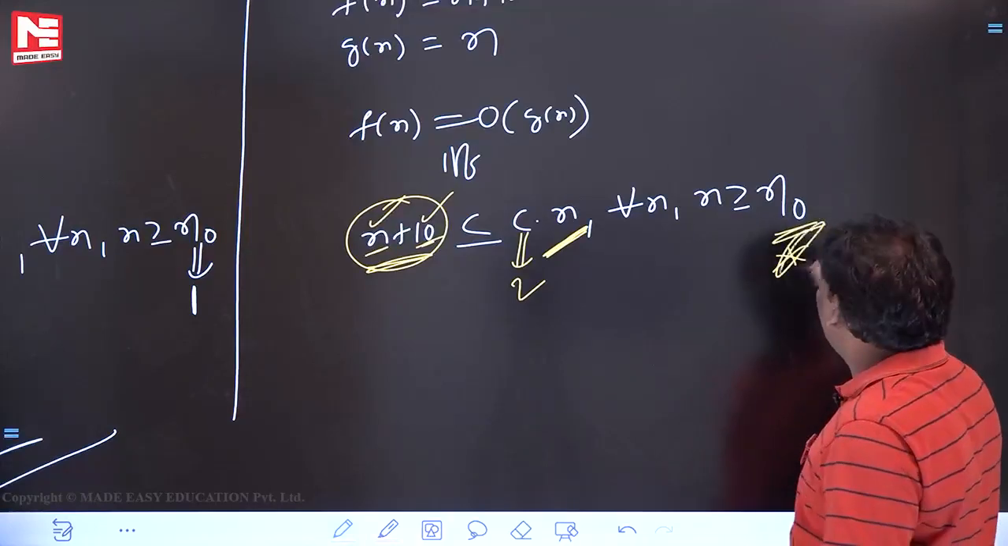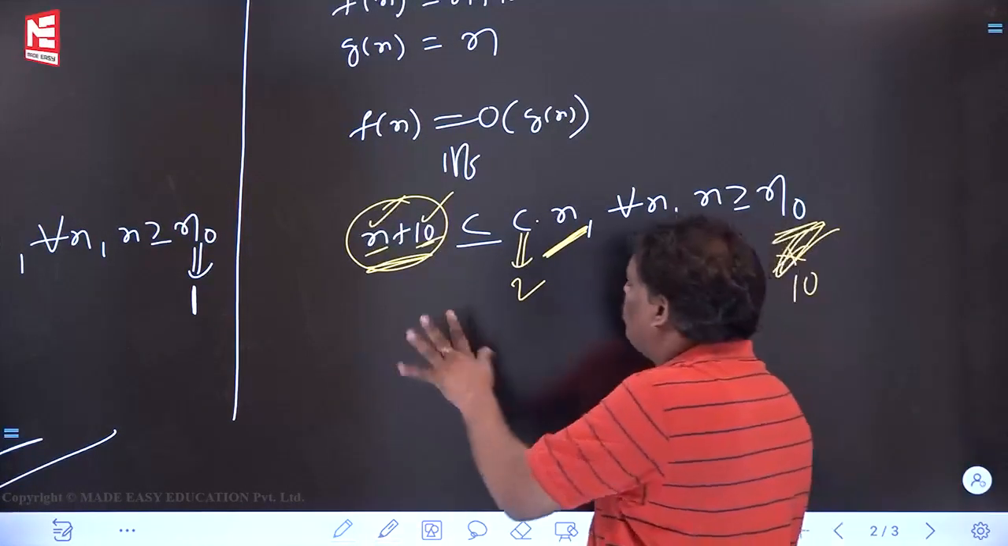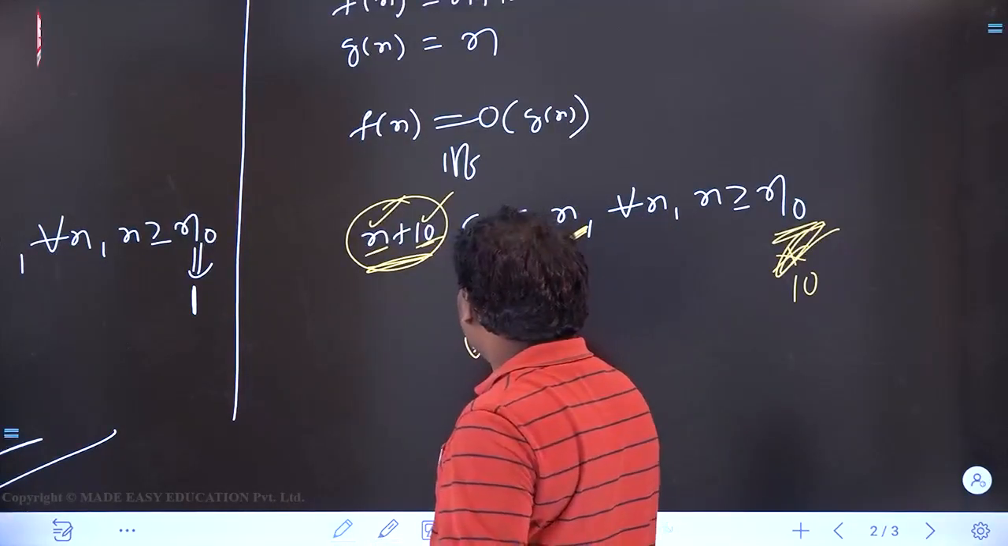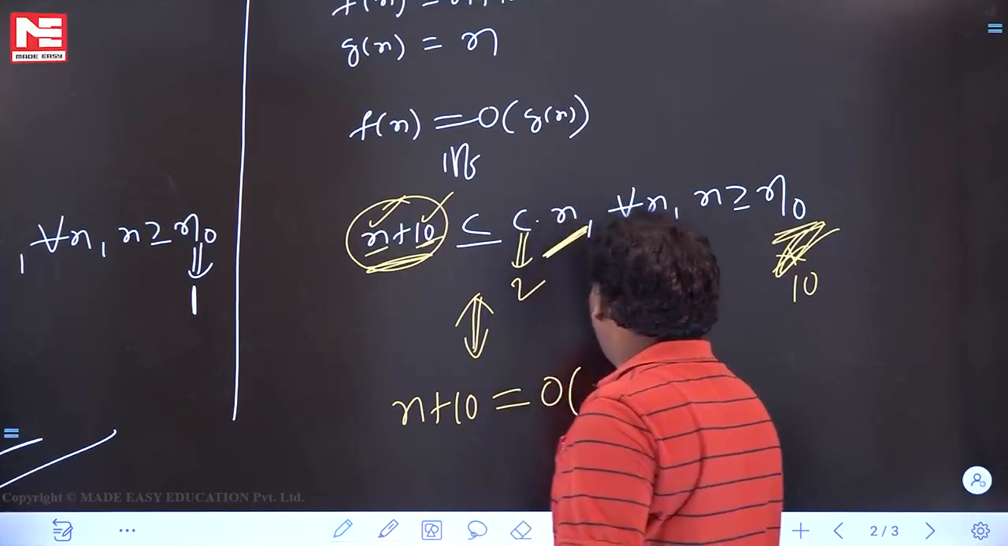So what is the N0? 10. From 10 onwards, the right side will be greater or equal, because you are able to complete the definition successfully. What can I say finally? I can say N plus 10 is big O of n.